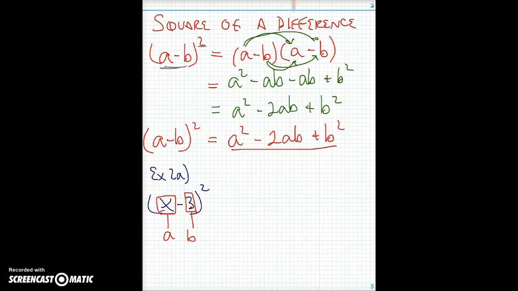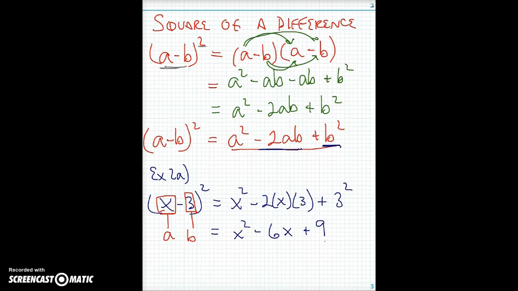So we can plug those into our formula. Our first term should be a squared. Since a is x, that must be x squared. Now our next term is minus 2 times a times b. So we have minus 2 times a, which is x, times b, which is 3. And then our last term is plus b squared, and our b in this case is 3, so 3 squared. So we can simplify this: x squared minus 2 times 3 is 6, so minus 6x, plus 9. And this is the product of x minus 3 squared.